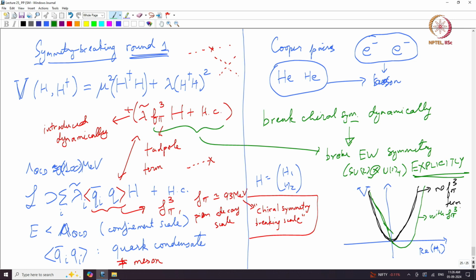And you can also imagine that if I rotate among h1, h2, I mean the real part of h1, imaginary part of h1, real part of h2 and imaginary part of h2, this potential is still symmetric under that rotation, right. Whereas this potential, the green potential, has explicitly broken that symmetry. It looks explicitly asymmetric, right. So, this is definitely one way in which symmetry breaking could happen.